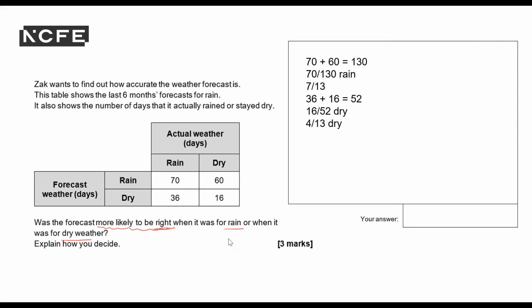So the question asked, was it more likely to be right when it was for rain or when it was for dry weather? And the answer is it was more likely to be right for when it was predicted to be raining. So when it was rain, I'll put that as my answer, rain. And I've shown my working, so I'm happy with that. I'll move on to the next question.